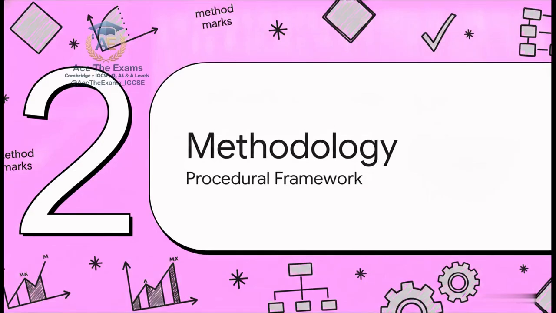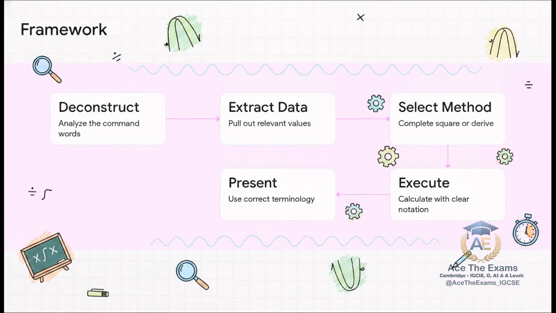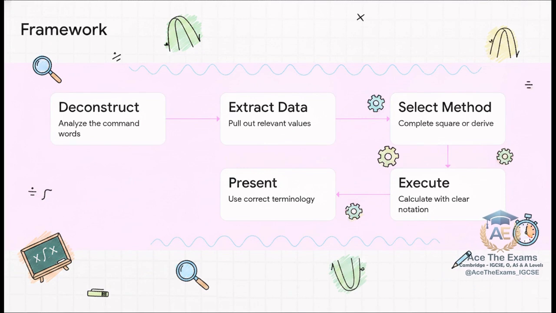Which perfectly tees up Section 2, Executing Technical Methodology. This is the procedural framework. If you want to dodge cognitive overload during these huge, multi-stage questions, you've got to automate your process. It's like programming your brain. You just follow these 5 steps every single time.